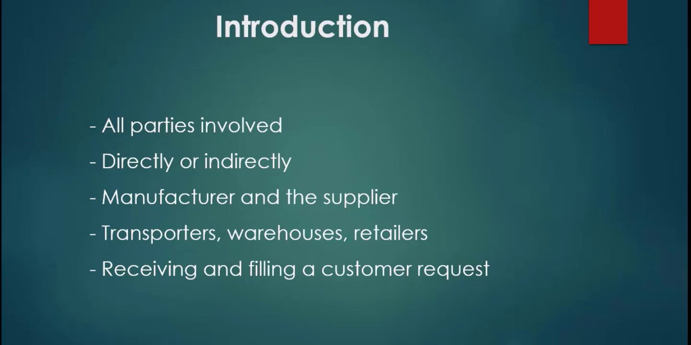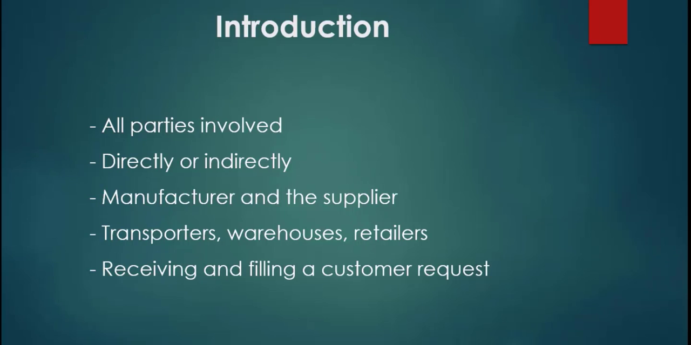Introduction. A supply chain consists of all parties involved directly or indirectly in fulfilling a customer request. The supply chain not only includes the manufacturer and the supplier but also transporters, warehouse, retailers and customers themselves. Within each organization such as a manufacturer, supply chain includes all the functions involved in receiving and filling a customer request. Typical supply chain involves variety of stages.